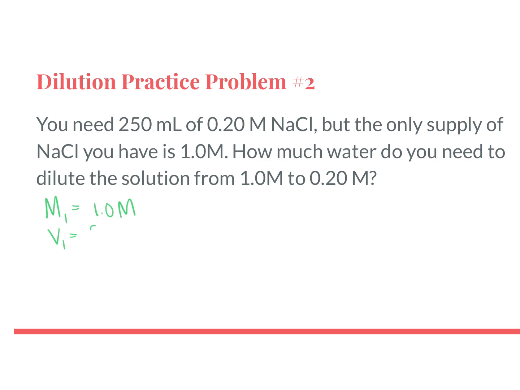And then we're going to keep solving for V1. So we're going to figure out how much of that we need. By the time you're done diluting, what concentration are you trying to get to? So 0.2 molar is M2. And then what volume of solution do you want? 250.